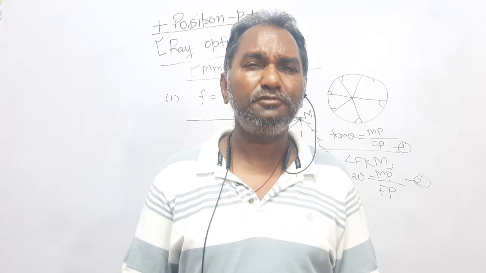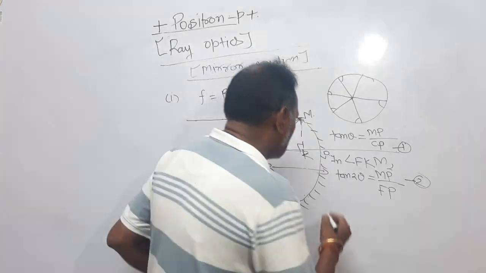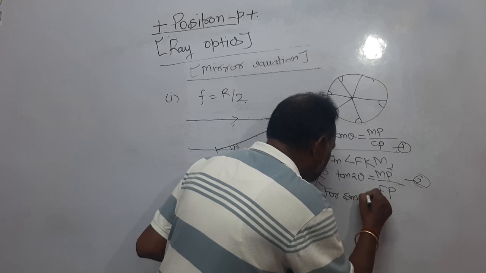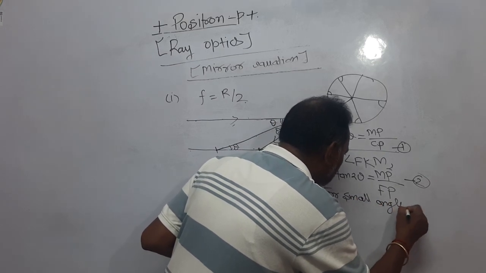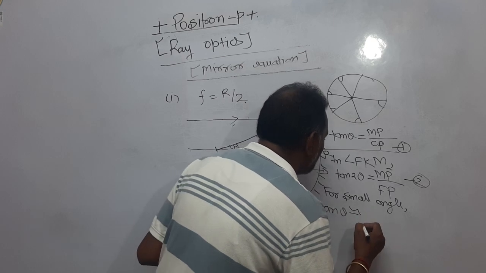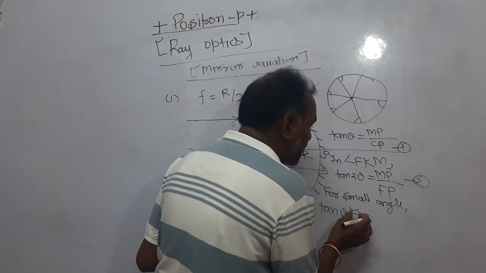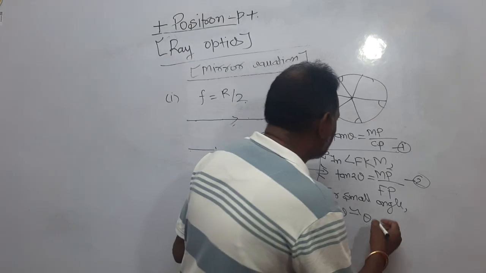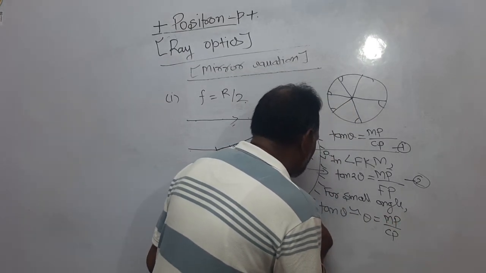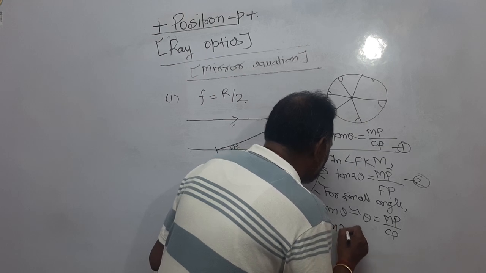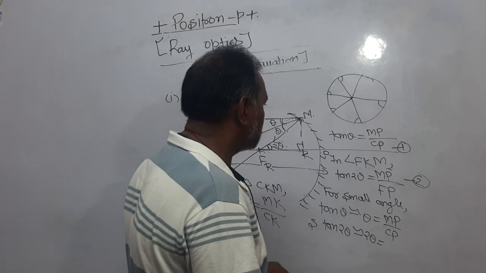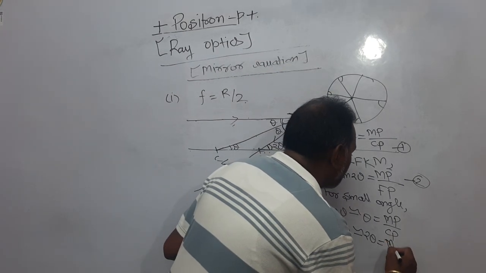Dear student, for a very small angle, sin theta equals theta and tan theta is equal to theta. That you can consider. For a small angle, tan theta is approximately equal to theta, and that is equal to MP over CP. And tan 2 theta, similarly, is approximately equal to 2 theta, and that is equal to MP over FP.